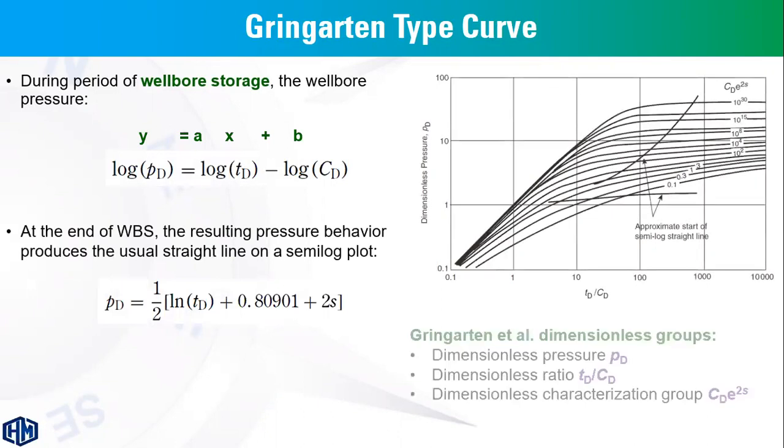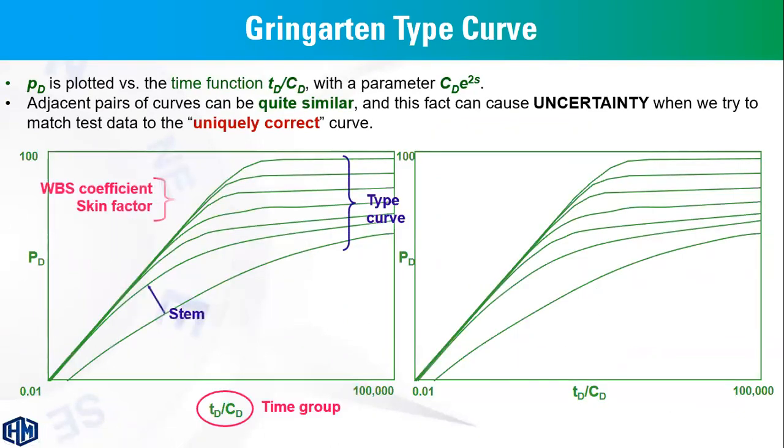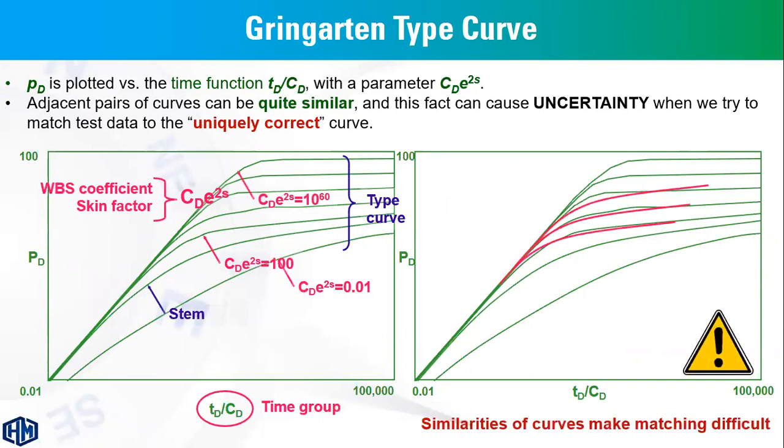The first type curves are the Gringarten type curves. As you can see, these type curves are typically functions of three components: the dimensionless pressure on the y-axis, the dimensionless ratio on the x-axis, and the value of the type curve itself, which is a function of a dimensionless characterization group like this. But we have a clear problem with the Gringarten type curves because the curves are very similar to each other. In this case, we have high uncertainty in identifying the correct type curve that matches our reservoir data, because all the type curves have a similar shape without any clear difference between them.